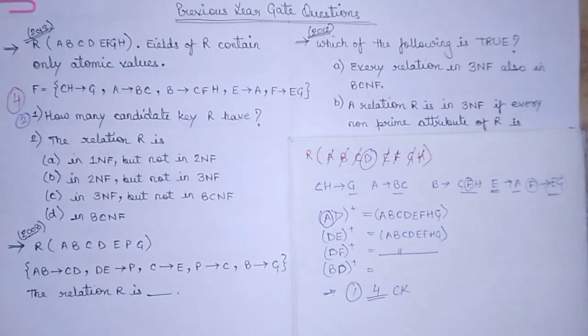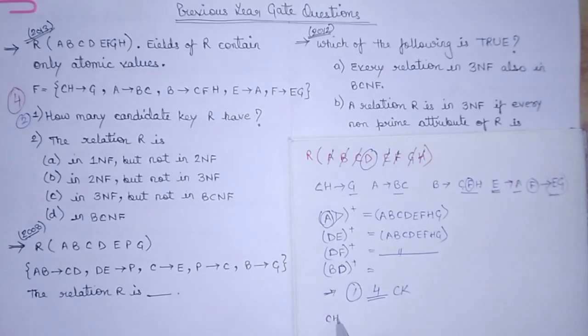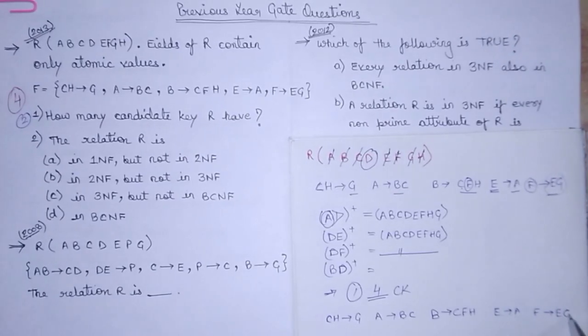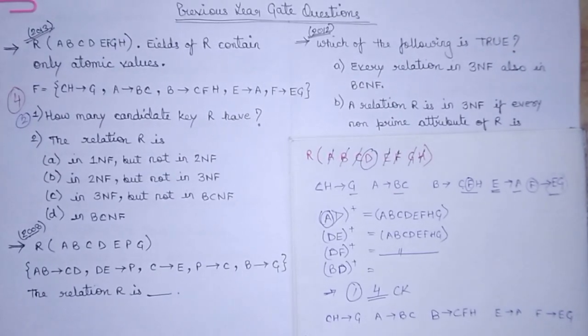Now we have to find out whether this particular relation is in 1NF, 2NF, 3NF and BCNF. For that, I am writing this particular sequence again for better understanding: A to BC, B to CFH, E to A and F to EG. So first of all we will be finding out for B, C and F.